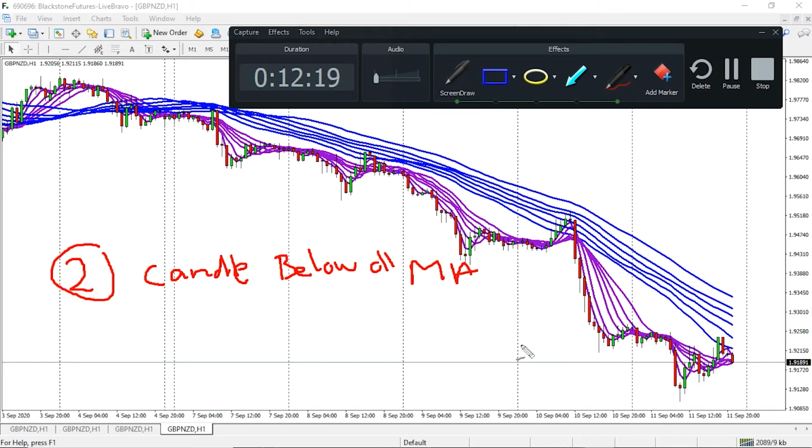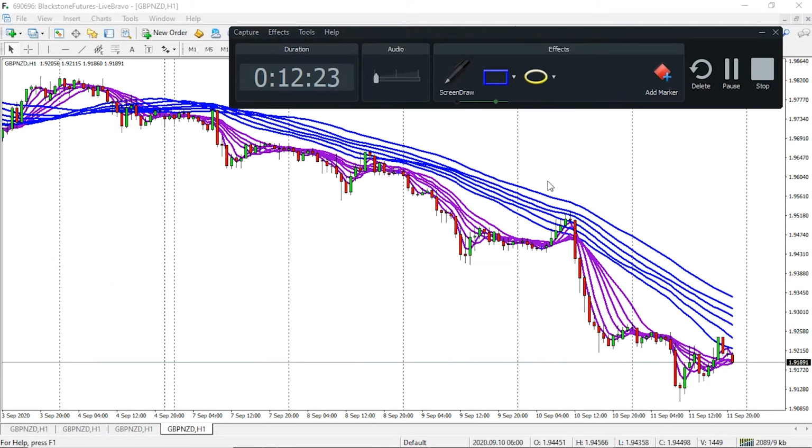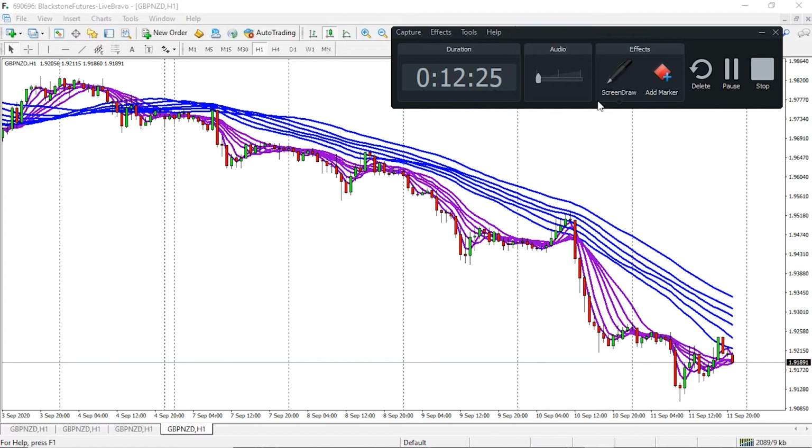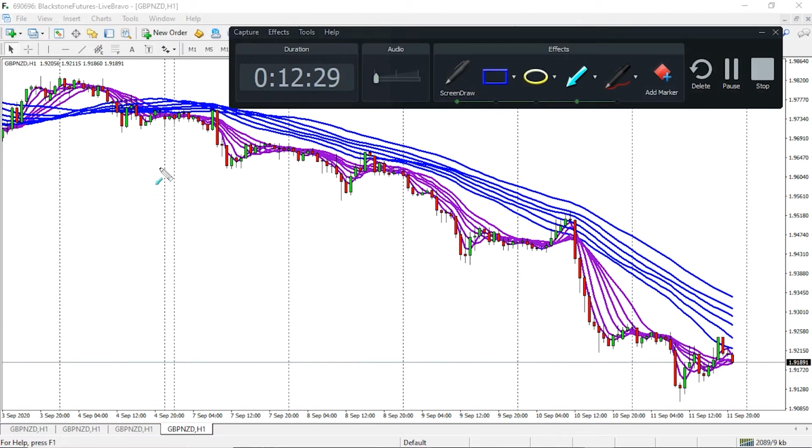Okay, candle below all moving averages before we take the next trade. On this particular chart, it's pretty tempting to take the open of this candle. Guys, not a good idea. Why is it not a good idea? We can see that not all our purples have closed below the blues. Well, they're still pretty much intertwined.